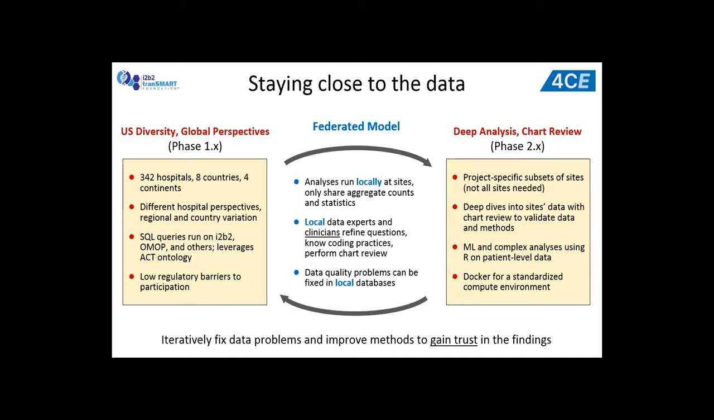In 4C, we have two different kinds of analyses we do. We call them phase 1 studies and phase 2 studies. Phase 1 studies are looking at broad patterns across the diversity across the United States, as well as global perspectives. And in phase 1 studies, we ask hospitals to do very little, just run some SQL queries on their i2b2, generate aggregate counts. This is not patient level data. They can share it with us centrally. And then we all look at each other's aggregate data together to get a good sense of what's going on.